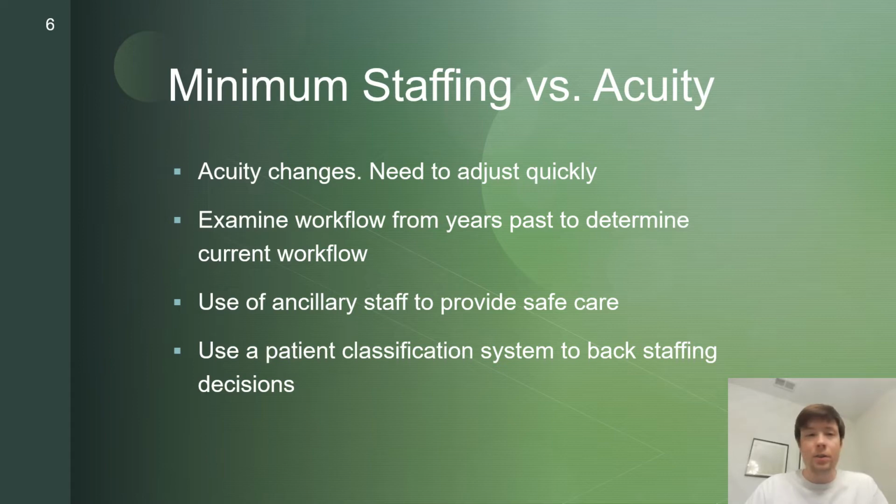Minimum staffing versus acuity. Not all patients require the same level of nursing care. Staffing ratios vary greatly between the ICU, to step-down units, to long-term care. So determining the appropriate nurse-to-patient ratio isn't always as easy as it should be. Leadership should examine the workflow from the last year, examine the trends in patient needs, the people that are coming through the door, and then adjust as necessary. Determining what's considered safe while also being budget conscientious is important.